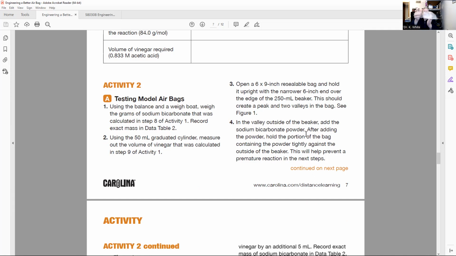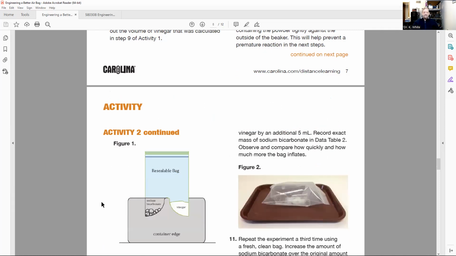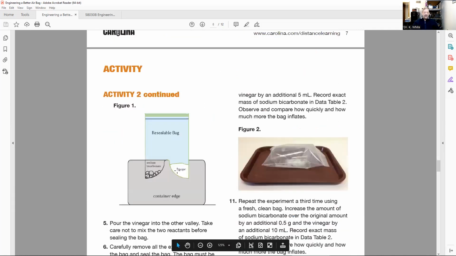Once you get the sodium bicarbonate in on this side, the other side you put the vinegar. And here they show you how to do that. You can put it on the edge of something. You can take something like this.